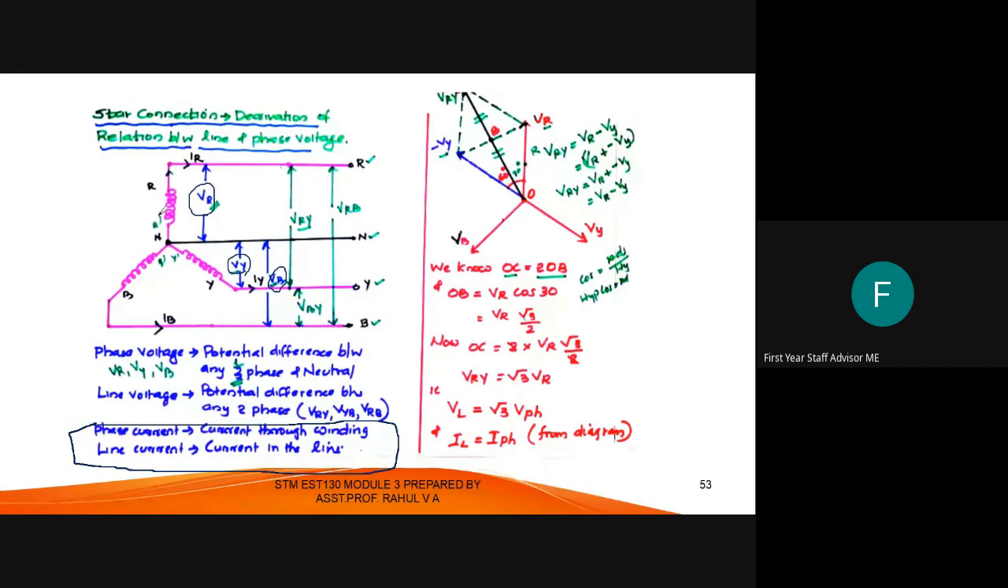Now the task is to find a relationship between phase voltage and line voltage, and line current and phase current, for star connection and also for delta connection. First we will go for star connection. We should find a relationship between line voltage and phase voltage. It is very easy.